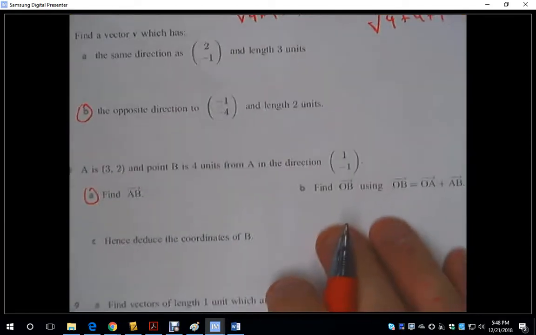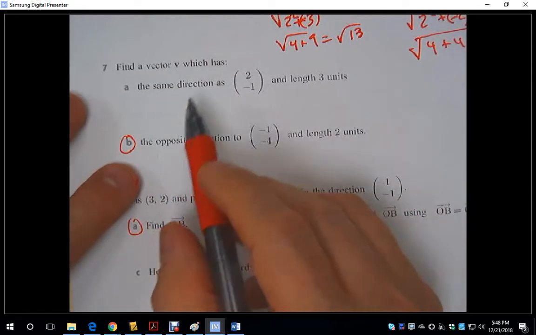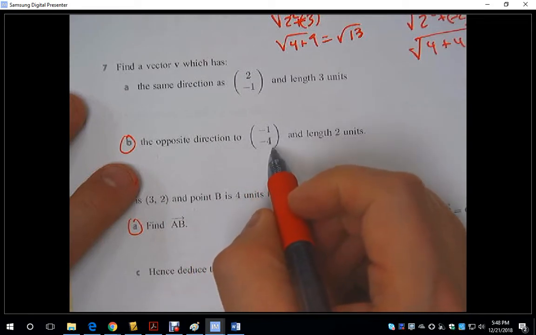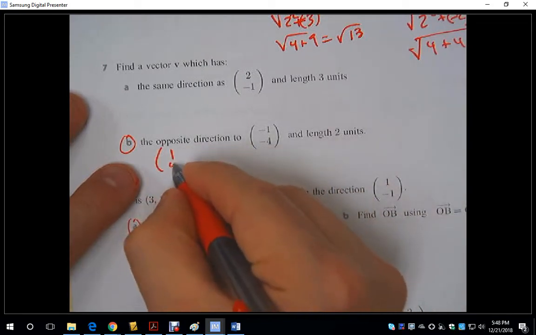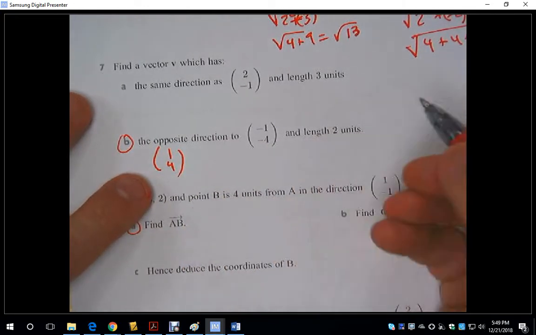All right, number 7 says, find a vector v which has the opposite direction of (-1, -4). So that would just be (1, 4) going in the opposite direction. And it says a length of 2, so our magnitude is 2.